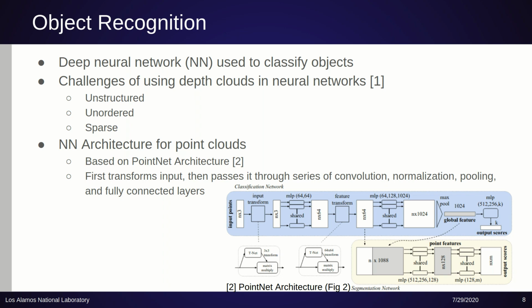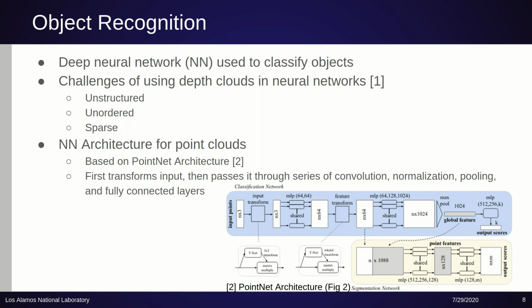Point clouds are unstructured since they don't fall on a grid like 2D images, which are a grid of pixels. Point clouds are also unordered, where you can list the points in any order and get the same result. This is unlike 2D images, where if the order of the pixels changes, the image changes. They can also be sparse and irregularly distributed, where you can have more points in one area of the cloud than another. With these challenges in mind, I will be using a neural net based on the PointNet architecture.